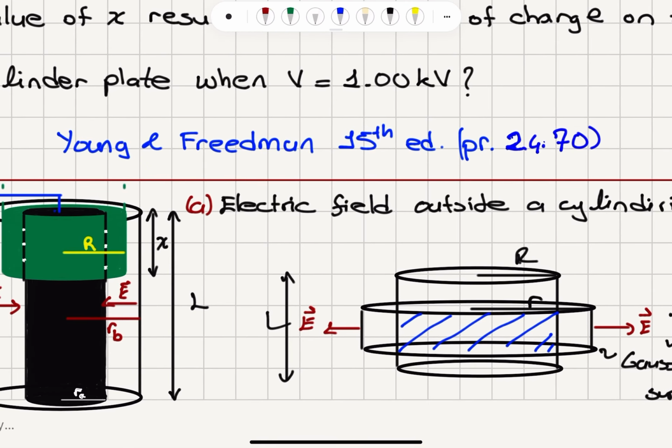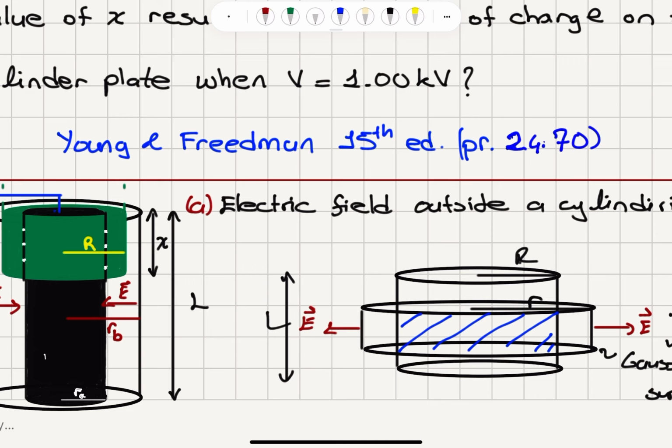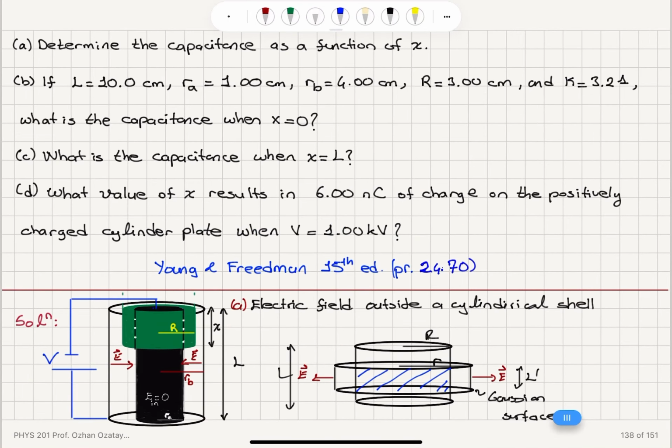Why does this hollow cylinder represent this conducting surface? Because all the charges are at the surface of this solid cylinder in order to cancel the electric field inside. Remember, inside a conductor, the electric field is 0. Okay, so that means all the charges reside on the surface. So that's basically what we have considered here.